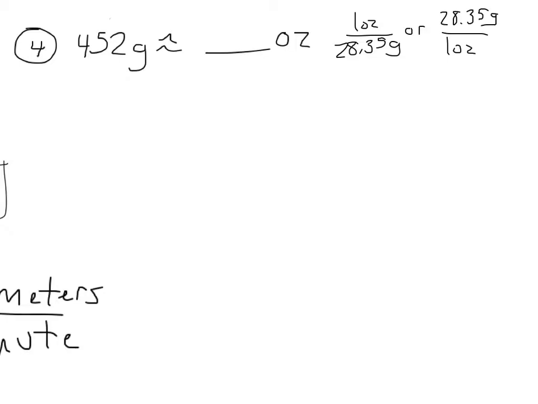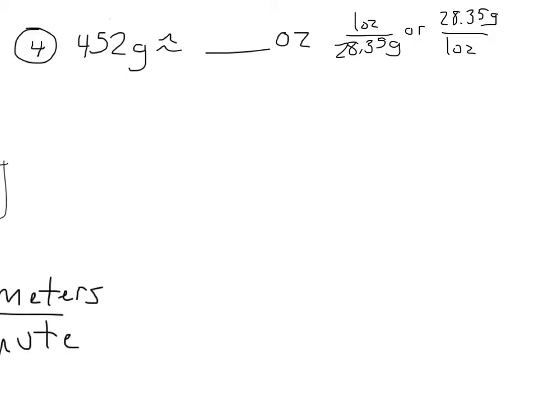All right, so I used what I figured out from my table of measures to develop my conversion factor. And remember, there's two versions. One is 1 ounce over 28.35 grams. The other one is flipped, 28.35 grams over 1 ounce. So I need to get rid of grams and go to ounces.